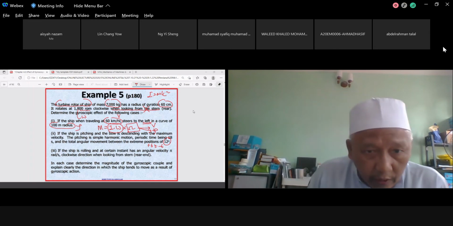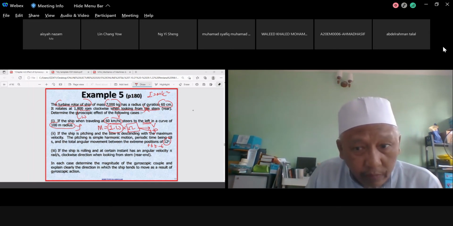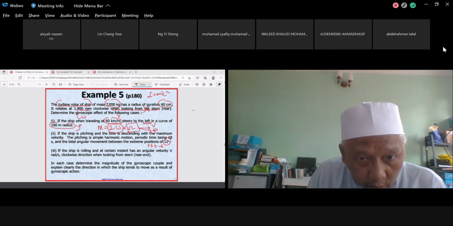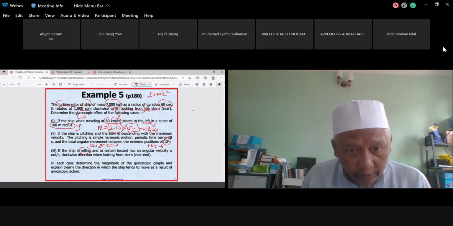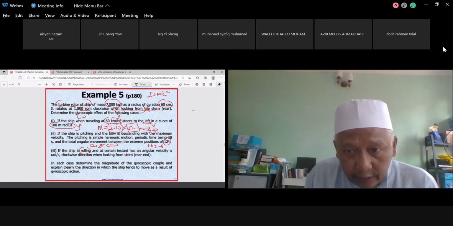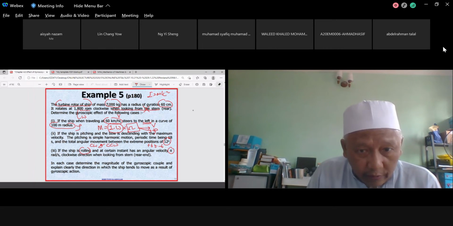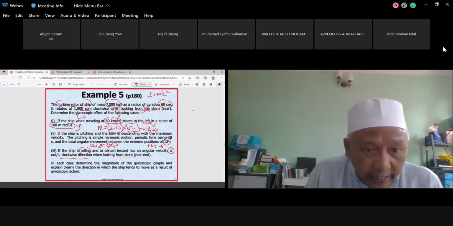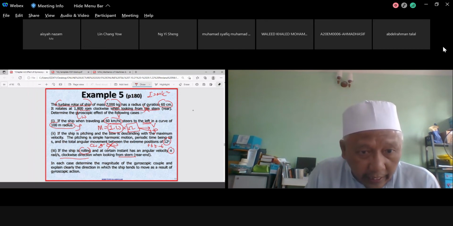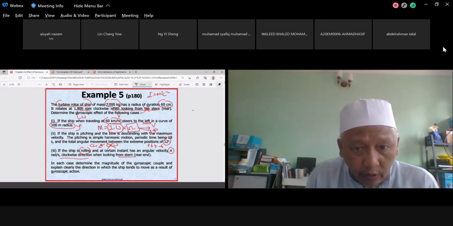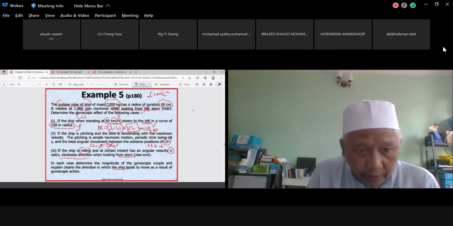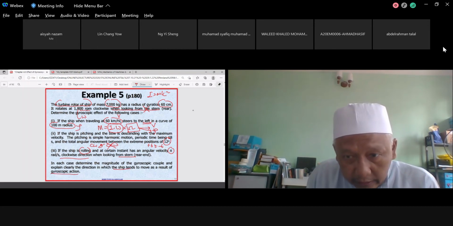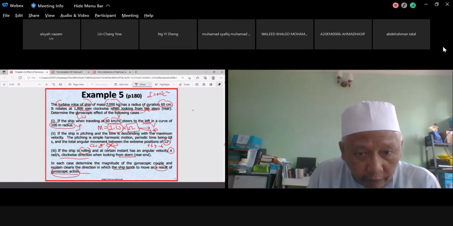Number 3 now, if the ship rolls, and it does not mention whether clockwise or counterclockwise, you do both. At a certain instant, the angular velocity is pi radian per second, clockwise direction. So they provide only one: clockwise when looking from stern. So in each case, determine the magnitude of the gyroscopic couple and explain clearly the direction in which the ship tends to move as a result of gyroscopic action, meaning the effects.